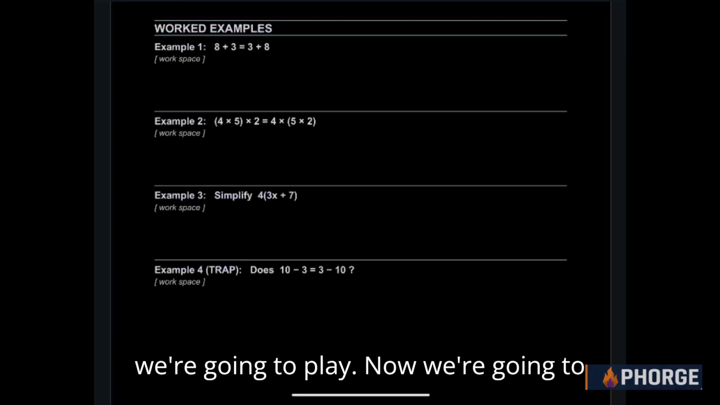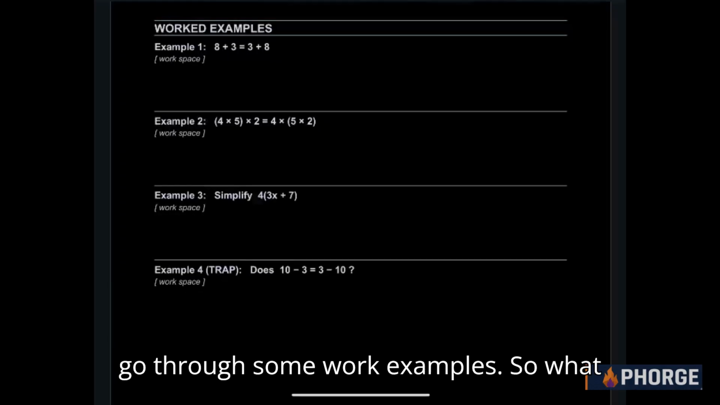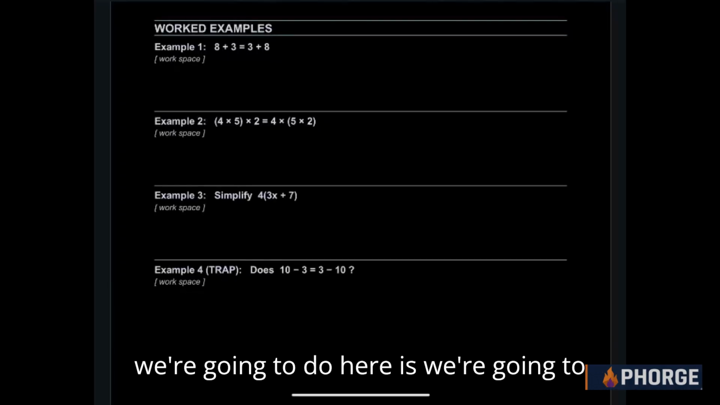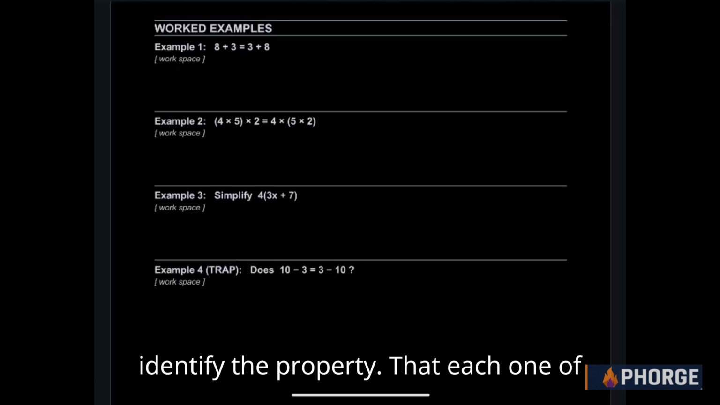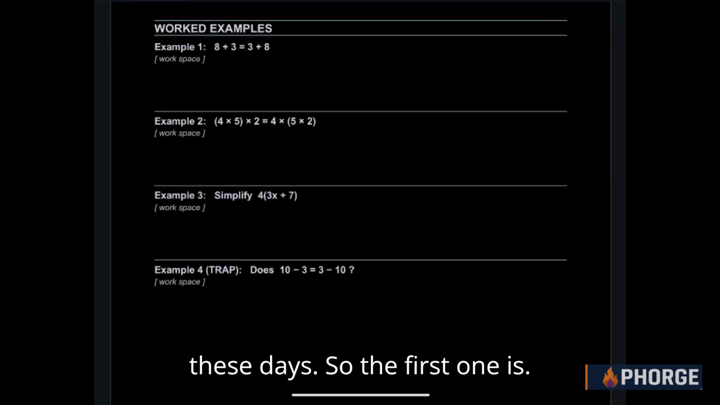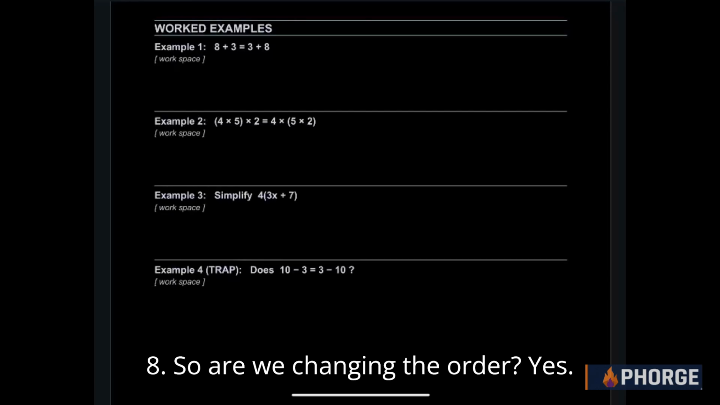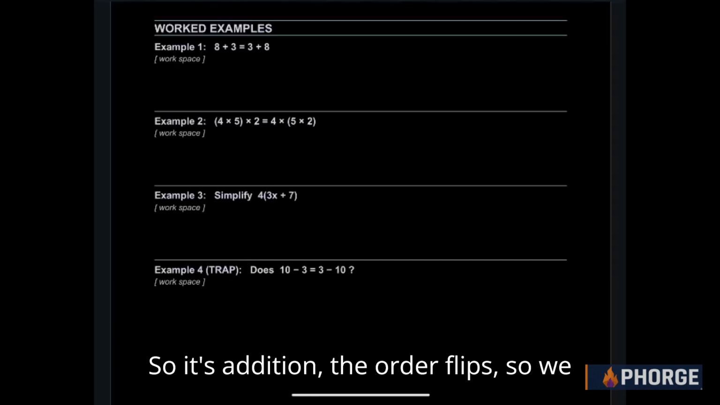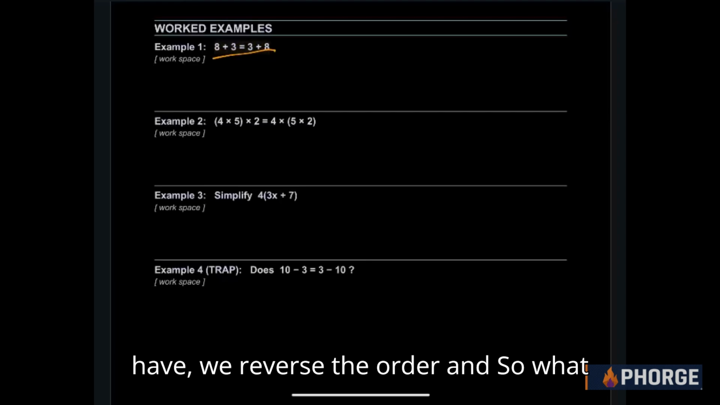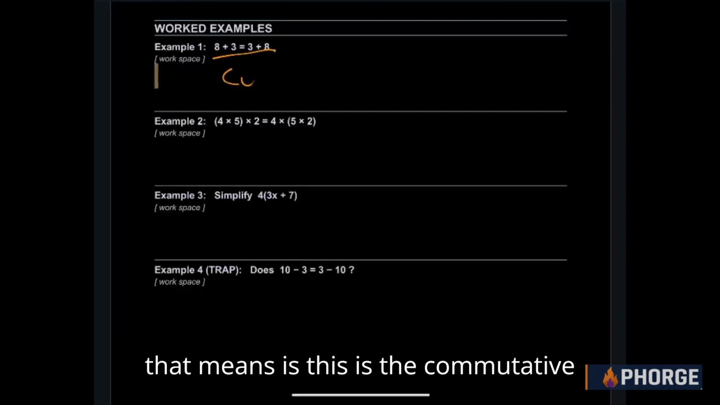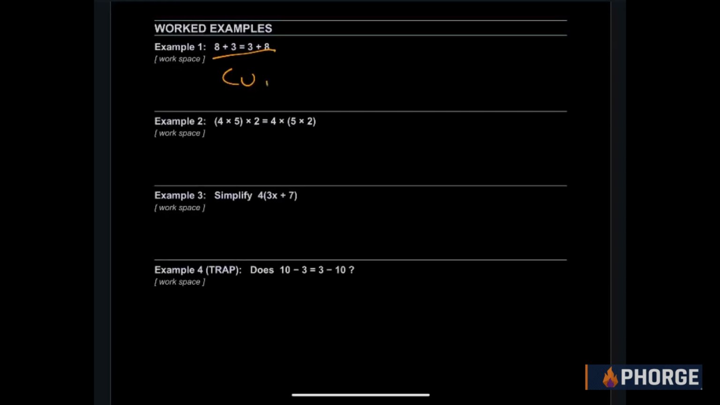Okay, so now we're going to go through some worked examples. What we're going to do here is identify the property that each one of these is. So the first one is 8 plus 3 is equal to 3 plus 8. So are we changing the order? Yes. It's addition, the order flips. So we reverse the order. And so what that means is this is the commutative property.